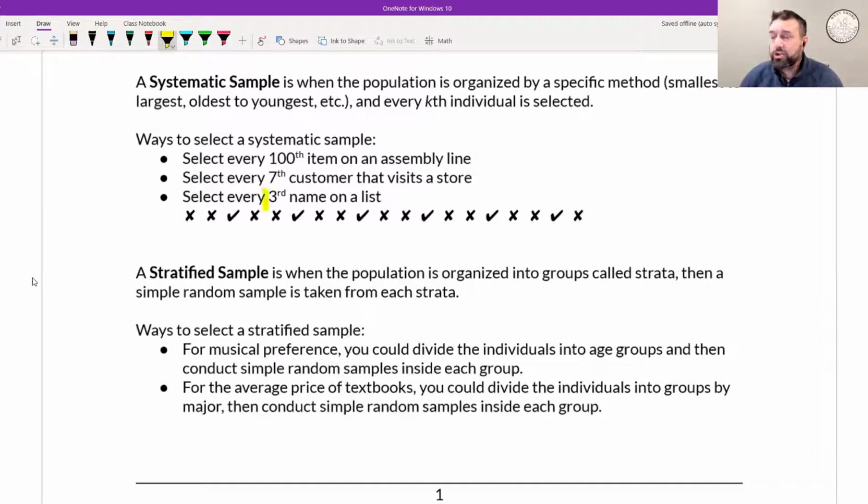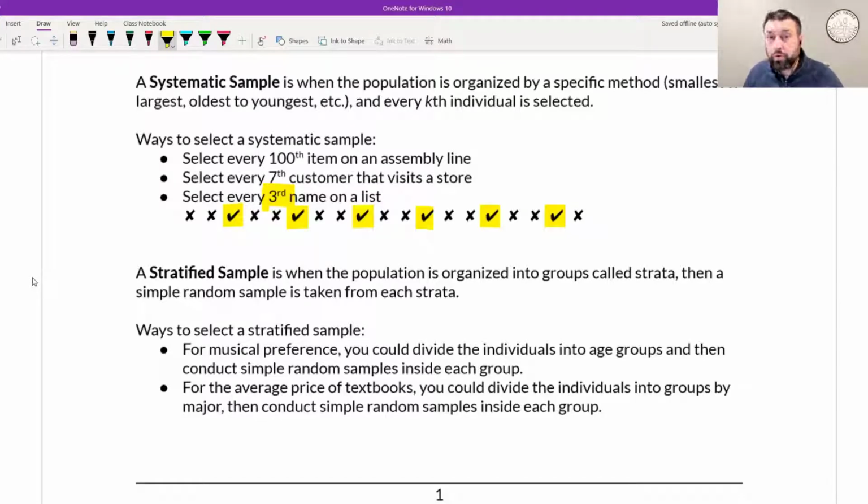For example, you elect to sample every 3rd name on a list. So 1, 2, 3, 1, 2, 3, 1, 2, 3. You get a sample, you get a sample, you get a sample, or a survey to take, okay? And so that's a systematic sample where you organize the group in some fashion, and then you determine a systematic way of selecting who gets chosen to participate, okay?